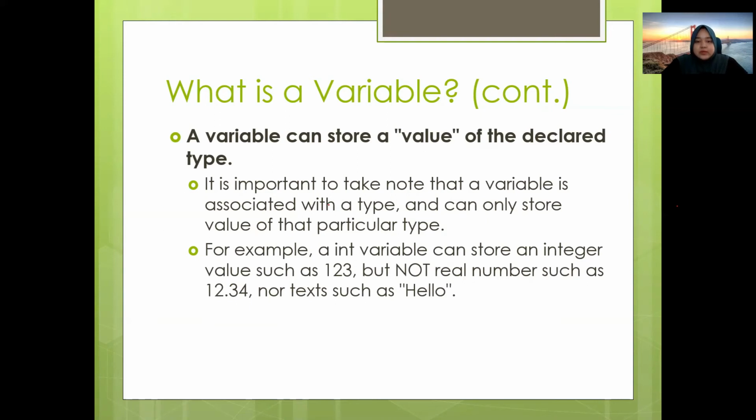So for example, an integer variable can store an integer value such as 1, 2, 3 but not a real number such as 12.34, and no text such as hello. Ni maksud dia, kalau you declare sebagai integer variable, ini awak tak boleh simpan, ini pun awak tak boleh simpan. So maksudnya particular data type tu saja yang boleh disimpan di dalam memori itu, di dalam variable itu. Okay.